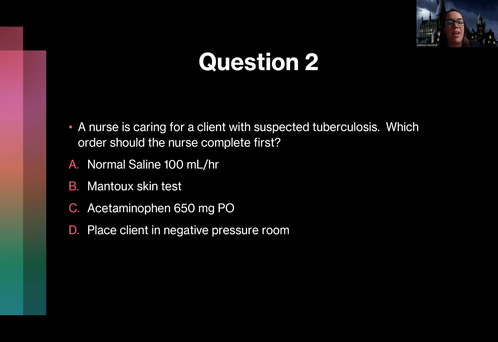It just says suspected. But one of my top priorities is infection management, or preventing that from spreading. So D is the correct answer here. The normal saline, they may need it, but it's not going to be as much of a priority as getting them in a negative pressure room.